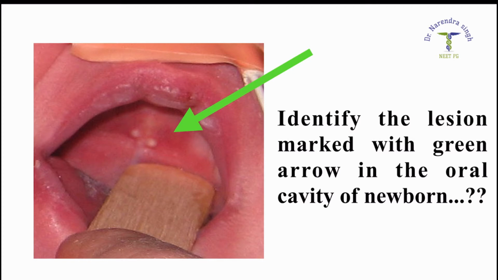Today's question: a diagram has been shown of the oral cavity of a newborn child, and we have to identify the two lesions, two small, purely white lesions shown on both sides of the palatal raphe. We have to identify the lesion marked with the green arrow and name it, and we will discuss its course, its treatment strategy, the management protocol for this lesion, and what causes it. So first of all, we have to identify it.